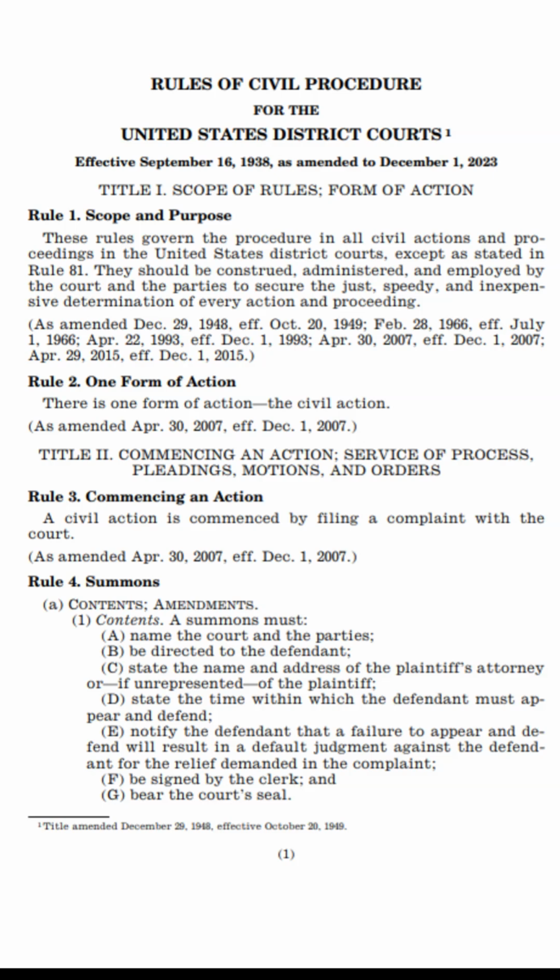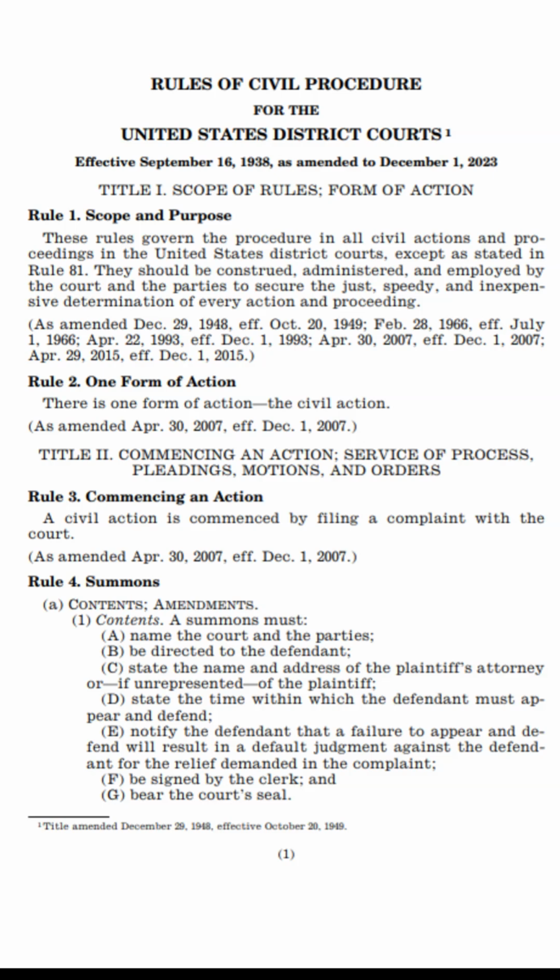Rule 2. One form of action. There is one form of action, the civil action. As amended April 30, 2007, effective December 1, 2007. Title 2. Commencing an action, service of process, pleadings, motions, and orders. Rule 3. Commencing an action. A civil action is commenced by filing a complaint with the court.